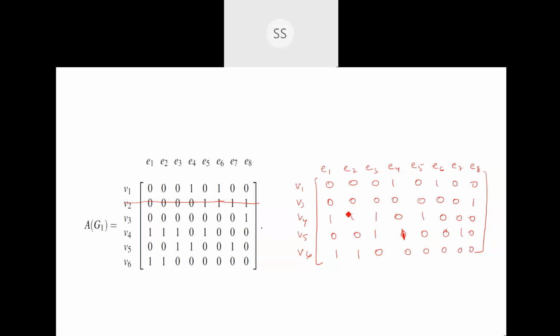Now even if I have removed a vertex, how can I reconstruct the graph? Looking here, edge E1 has 2 endpoints. Edge E2 has 2 endpoints. Edge E3 has 2 endpoints. Edge E4 has 2 endpoints. But edge E5 has only 1 endpoint. What about edge E6? It has only 1 endpoint. E7 also has only 1 endpoint, isn't it? And E8 also has only 1 endpoint.